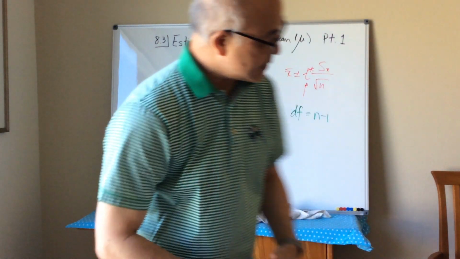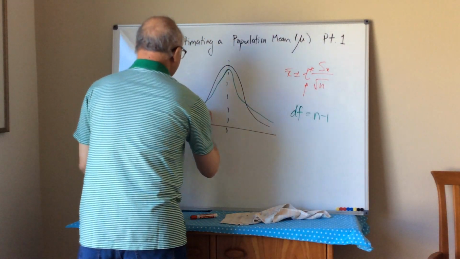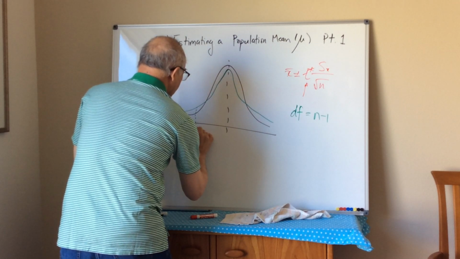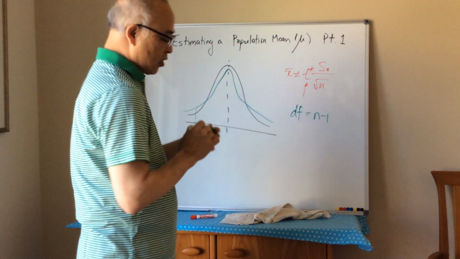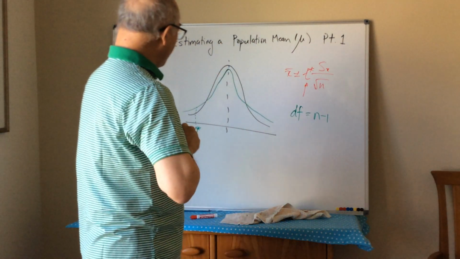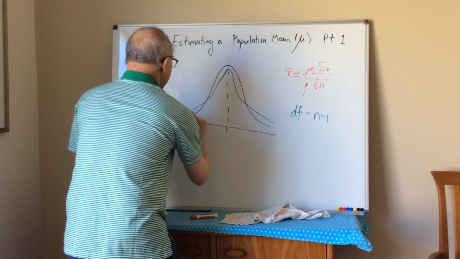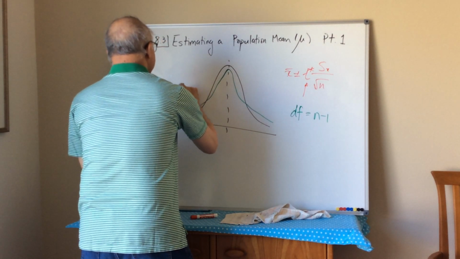So let's say that I wanted to find my t critical value for 0.05. Let's say 0.05, so I want this area here to be 5%.